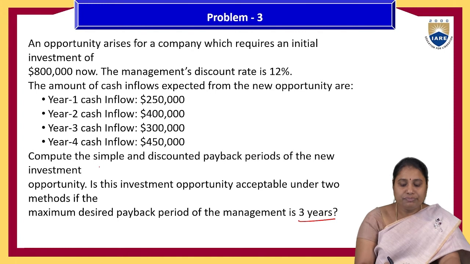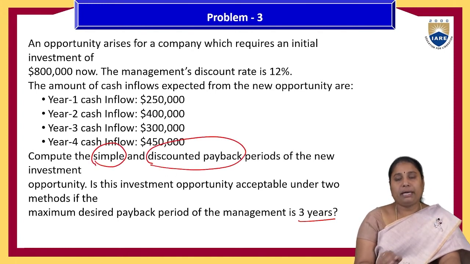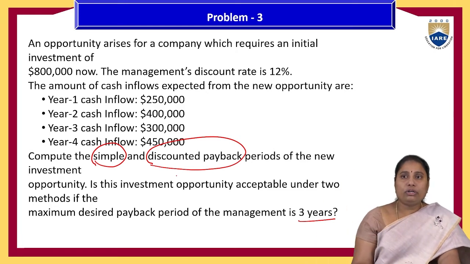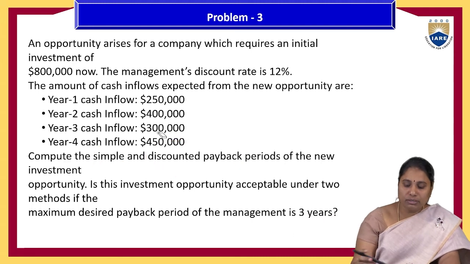Here we have the simple payback period as well as the discounted payback period. Discounted always means the time value of money is taken into consideration. Simple payback period means non-discounted. The same thing we can see in the discounted values also. How to calculate that, we'll see.